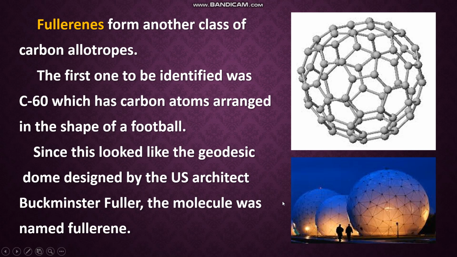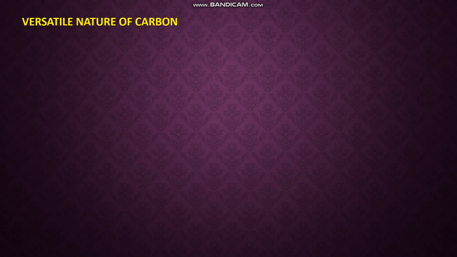So which are the three crystalline allotropes of carbon? Diamond, graphite and fullerene. And we have studied their structures also. We have studied the difference between diamond and graphite. Next, we will study the versatile nature of carbon.